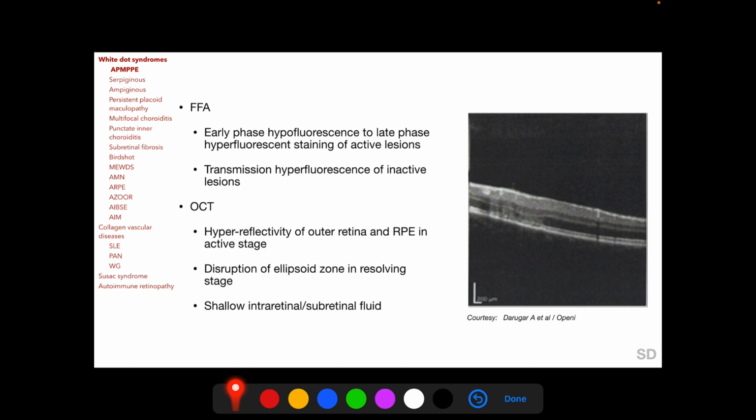In fluorescent angiography, we will see early phase hypofluorescence to late phase hyperfluorescent staining of the active lesions, and in the later stages, when the lesions heal, we find transmission hyperfluorescence. OCT shows hyperreflectivity of the outer retina and RPE and disruption of the ellipsoid zone. There can be shallow intraretinal and subretinal fluid. So here we see shallow intraretinal or subretinal fluid.